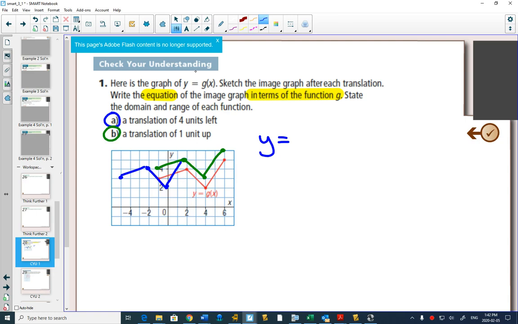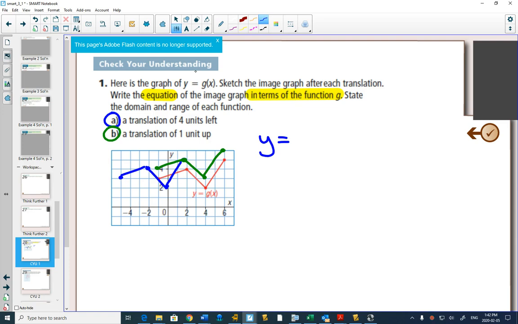So in terms of means that on the right-hand side of your equation, you need that on your right-hand side. In this case, in terms of the function g of x has to appear on the right-hand side of my equation. Sometimes you'll get a question that says, in terms of x. That means on the right-hand side, you just need x's and numbers.